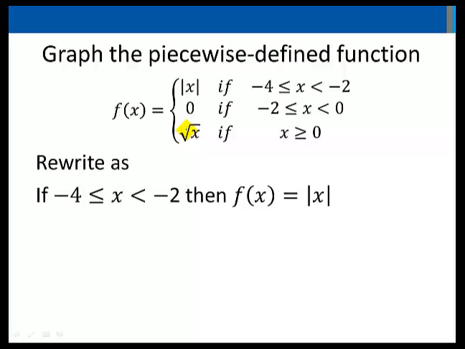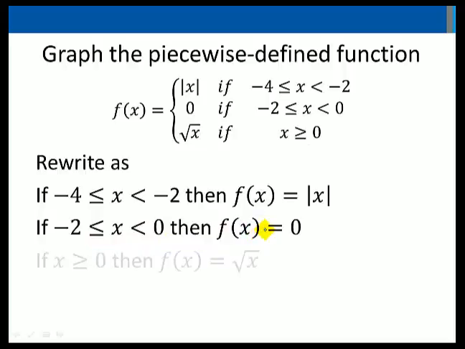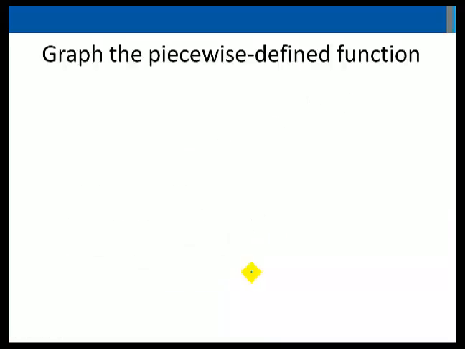We can rewrite this piecewise defined function as its three parts. If negative 4 is less than or equal to x is less than negative 2, then f of x equals absolute value of x. If negative 2 is less than or equal to x is less than 0, then f of x equals 0. And if x is greater than or equal to 0, then f of x equals square root of x. And let's graph these three parts.